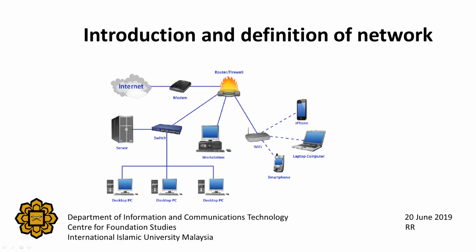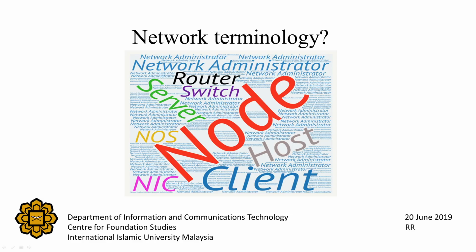Okay, so a computer network is actually a communication system that connects two or more computers so they can exchange information and share resources. There are several network terms, specialized terms that you need to memorize. The first one is a node. A node is any device that is connected to a network, even a printer, a server, or mobile devices. As long as it's connected to the network, we call it a node.